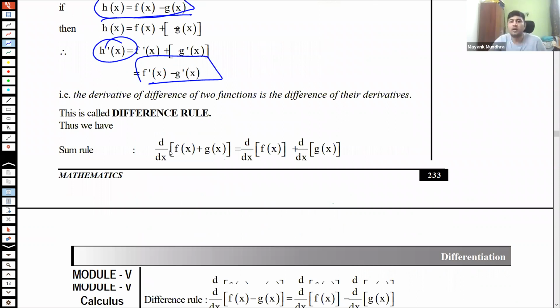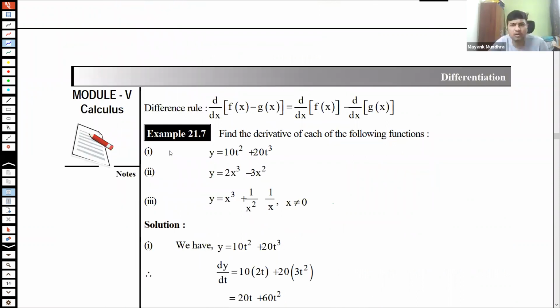We have a bunch of numbers. Is this a typo here? Okay, minus sign should have been given on the third one. So the problem is x cubed plus 1 by x squared minus 1 by x. So why don't you guys tell me the differentiation of this function?